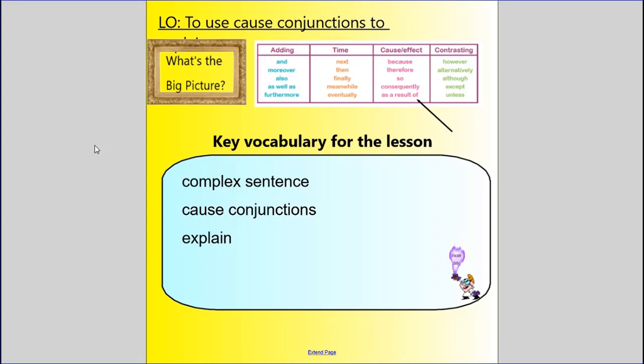Right, so I hope you got on well with that activity. I hope you had lots of fun coming up with all those different sentences, and they'll be very useful for you now that you've practiced, because you'll be able to use those in your letters of application that we will be starting today. So what's the bigger picture? Well, your cause conjunctions are going to be very useful in your letters of application, because when you're completing a letter of application, you want to be able to explain to the person you're applying to why you deserve to have that job. So key vocabulary is complex sentence, cause conjunctions, and explain.